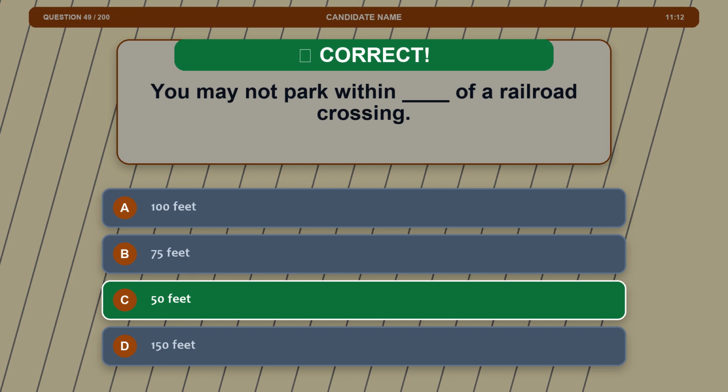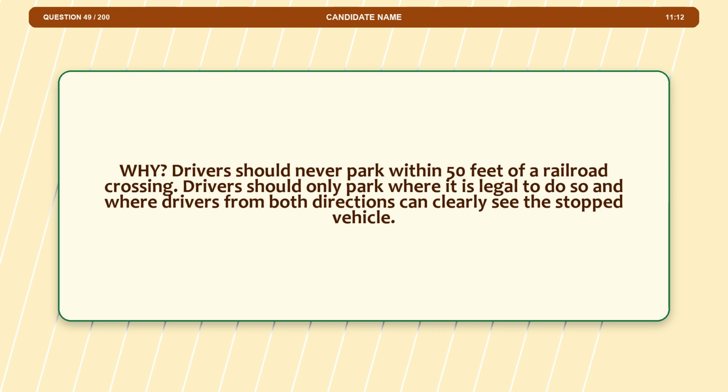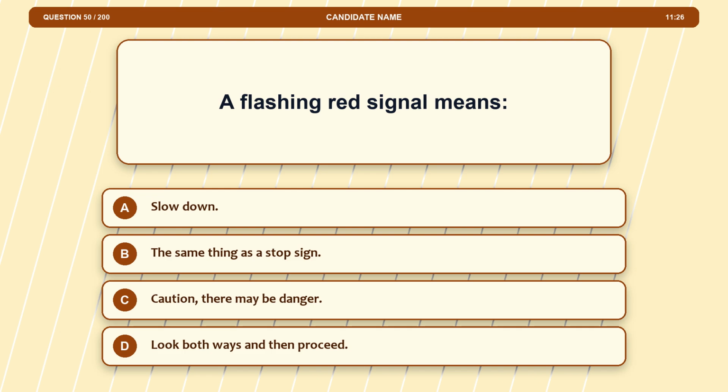The correct answer is option C, 50 feet. Explanation: drivers should never park within 50 feet of a railroad crossing. Drivers should only park where it is legal to do so and where drivers from both directions can clearly see the stopped vehicle.